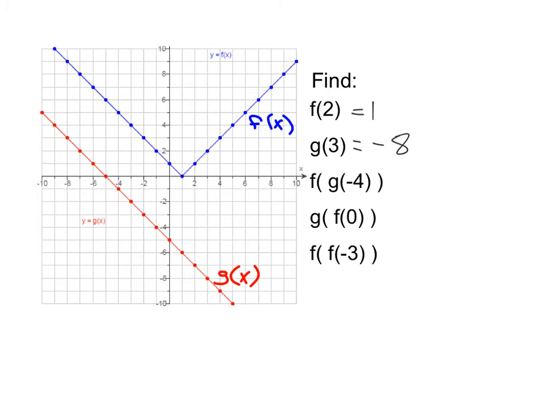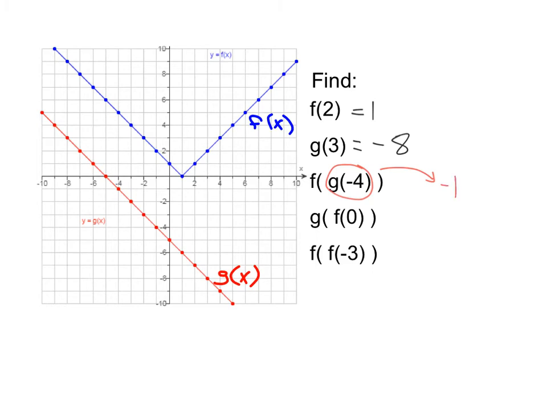F of g of negative 4. Well, first, we need to figure out what is g of negative 4. So g of negative 4, that's going to be the red function. G of negative 4 is going to be negative 1.